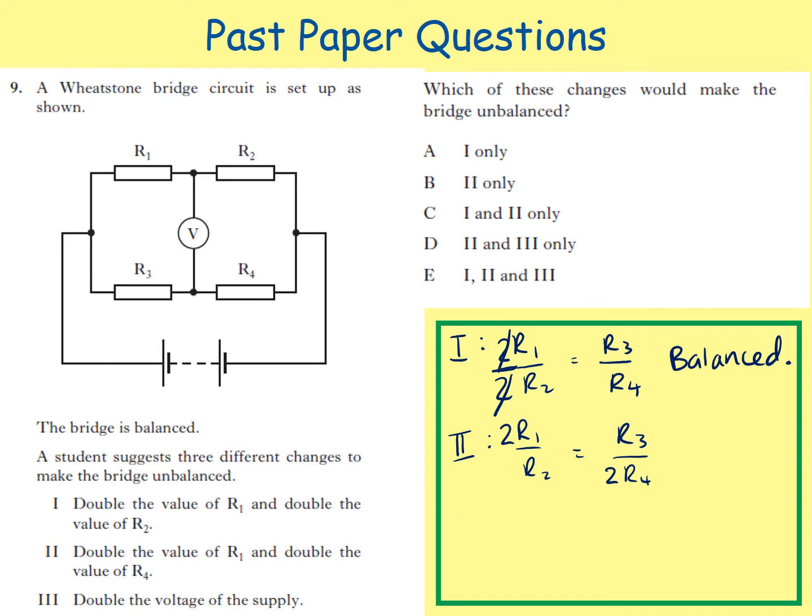They're on opposite sides. If we wanted to get rid of either of the 2's, we'd have to take them across the other side, but then they would multiply. So in fact, this is not correct. This would be unbalanced.